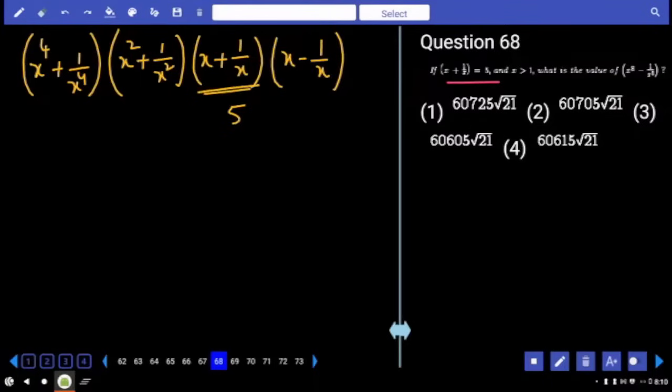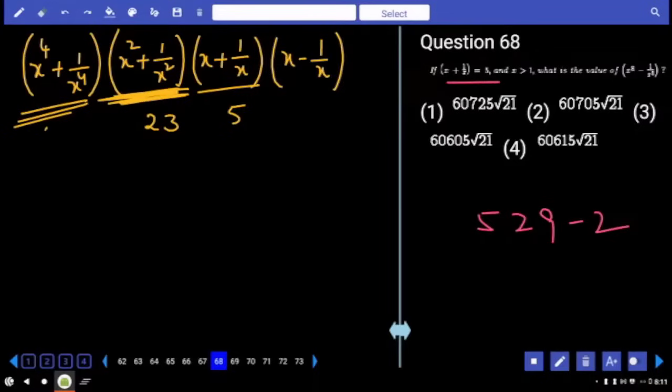If you take the square of this number, we get x square plus 1 by x square plus 2 is equal to 25. Plus 2 goes to the other side, then this value will become 23. Again, if you take the square of this number, we get x power 4 plus 1 by x power 4 plus 2 is equal to 23 square, 529. Plus 2 goes to the other side, minus 2. So this value is equal to 527. Are you following? And we have to find out this value.